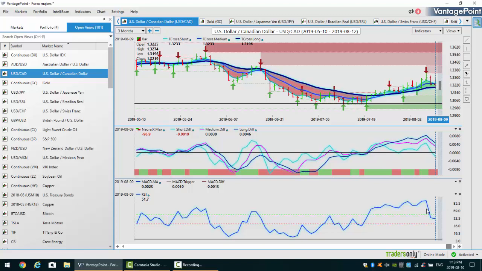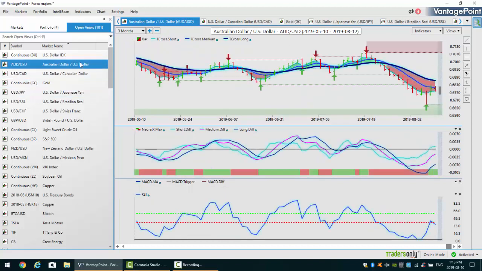Right now the RSI is teetering at 51.7. It's not breaking into bear territory, but it's certainly close. Our medium and long-term predicted differences both pointing down. So again, right now, while we're holding below 133.46, shorts are definitely favored.